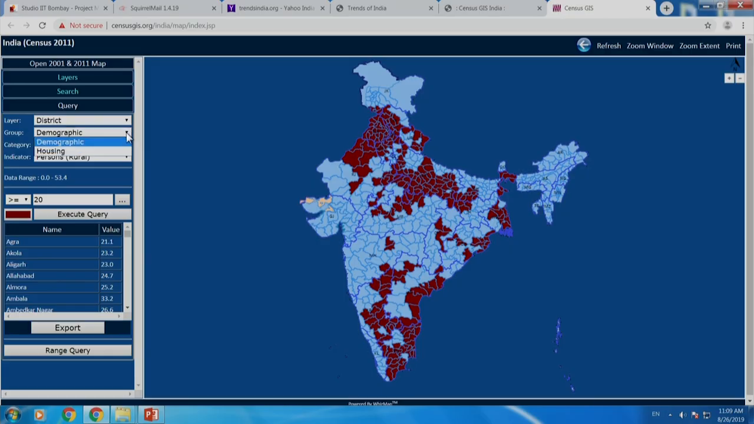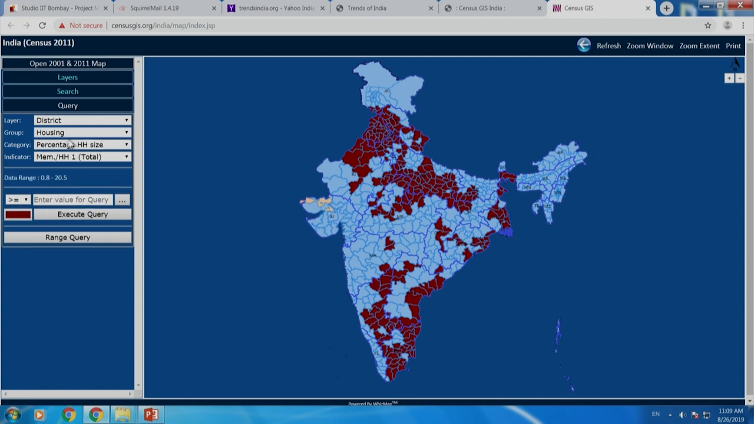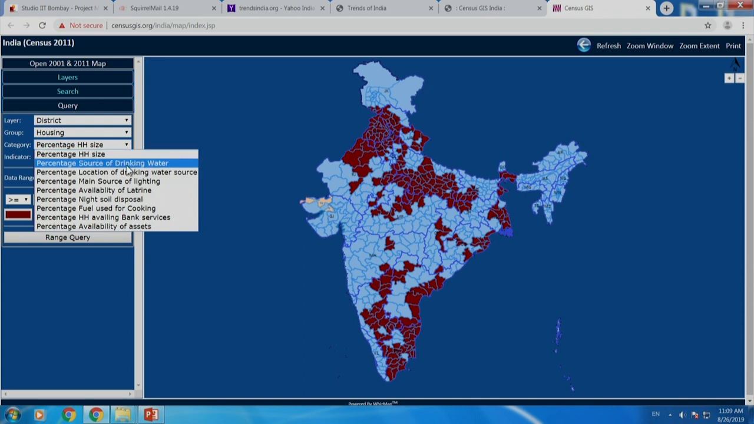Let us go to a completely different angle, that is the housing. In housing, what does this give me? It gives me source of drinking water, it gives me source of lighting, it gives me availability of sanitation facility, latrines. Now, this is a 2011 picture, it may change now with Swachh Bharat Abhiyan. It also gives you percentage night soil disposal, it gives you fuel use for cooking, we will look at it in little more detail. It also gives you percentage availability of assets.